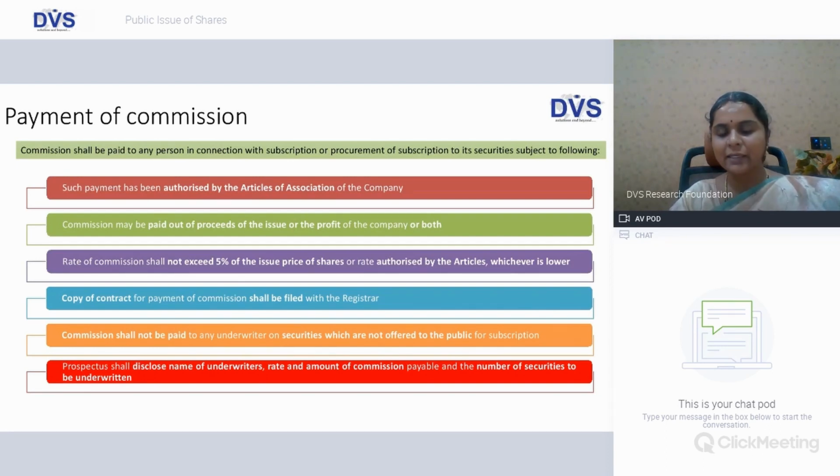It shall not be paid to any underwriter on securities which are not offered to the public. The prospectus shall also disclose the name of the underwriters, the rate and amount of commission, and the number of securities to be underwritten.